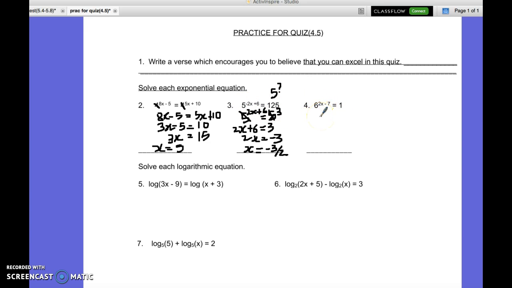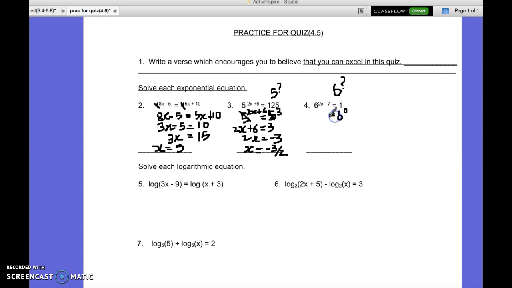Number 4 is going to be a little bit different thinking. We have 6 to the 2x minus 7 equals 1. So here we have a base of 6. Over here we don't have a base of 6. What should we do? I can just hear some of you saying, oh, I know, we can make the base on the right side 6 also. But then it would be 6 to the what power would give me 1? I hope you remember. 6 to the 0, right? Exactly.